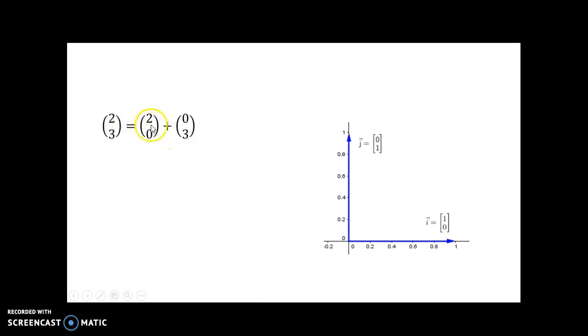Okay, well, I can factor out a 2 from this first vector and a 3 from the second vector and write it as 2 times the 1, 0 vector. Because remember, when we scale a vector, we scale both components. So 2 times 1 is still 2, 2 times 0 is still 0. And then we have 3 times the 0, 1 vector. By definition, this is the i vector. Here we've just used square brackets, but the curly brackets or parentheses mean the same thing. So we can just replace 1, 0 with i, and replace 0, 1 with j, and we've written this in component form.